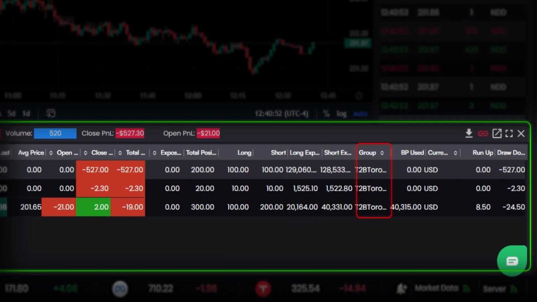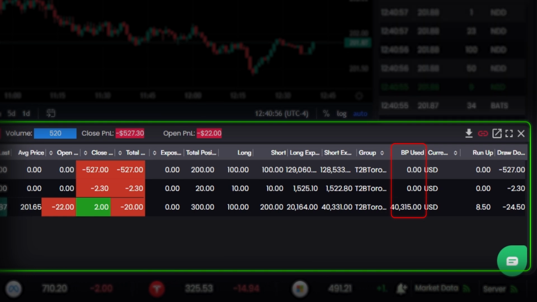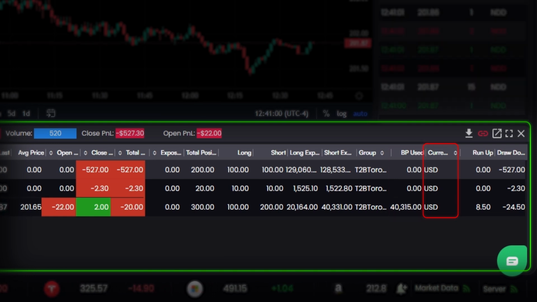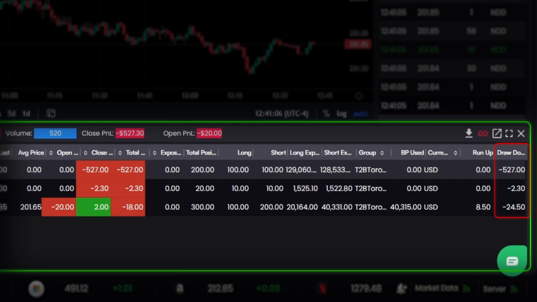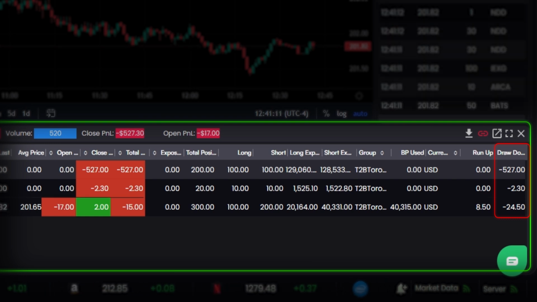Group: the group of users your account belongs to. BP used: how much buying power was used in trading this symbol. Currency. Run-up: the additional capital added to your account from the profit you gained while trading. Drawdown: the drop or reduction of capital resulting from losses you incur while trading.